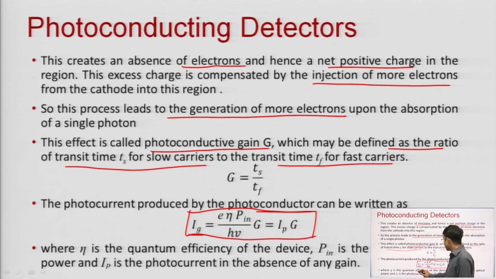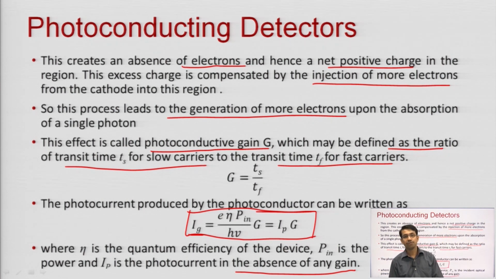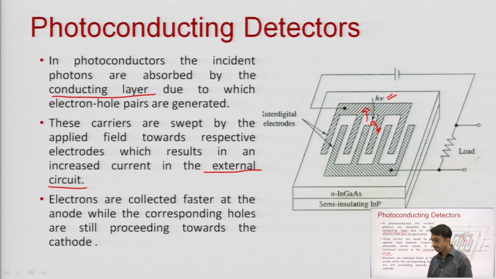We know that eta is the quantum efficiency of the device, P in is the incident optical power, and IP is the photocurrent in the absence of any gain. So, IP is the photocurrent of a simple photodiode and Ig is the photocurrent of the photoconducting detector. So, Ig is equal to IP into the gain of the photoconductor. We have a multiplication factor in the avalanche photodiode and a gain factor in photoconductors. Why are they called photoconductors? Because there is a conducting layer, and photons are absorbed by the conducting layer.